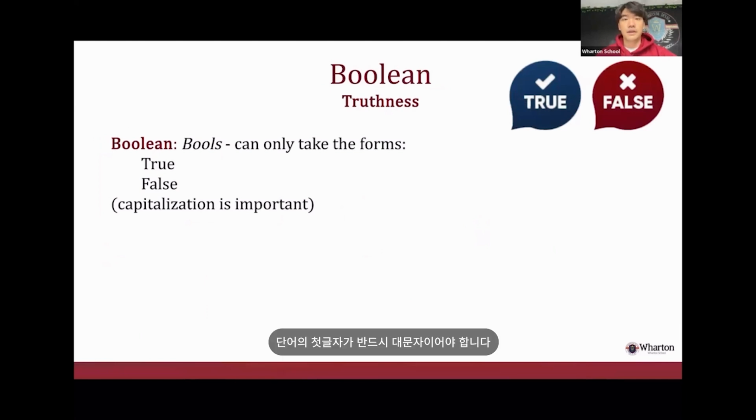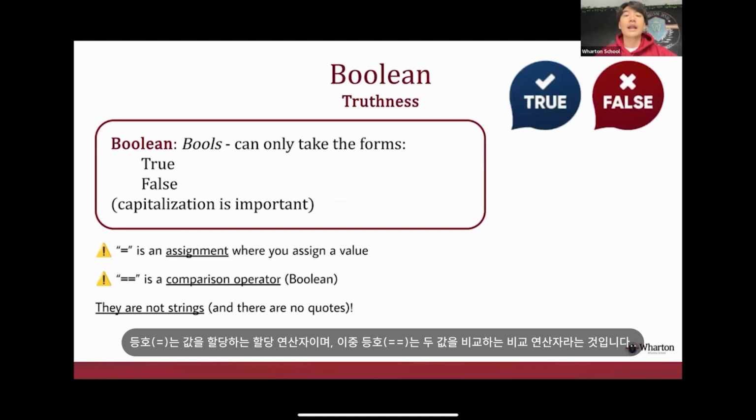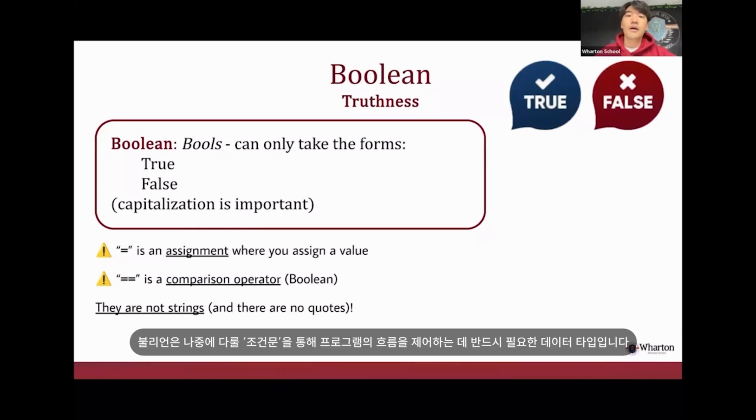Capitalization is important here. You have to capitalize T and F. Since an equal sign is an assignment operator where you assign a value, and a double equal sign is a comparison operator, which is used to compare two values, and Booleans are not strings, there are no quotes around them. They are essential for controlling the flow of programs through conditional statements.